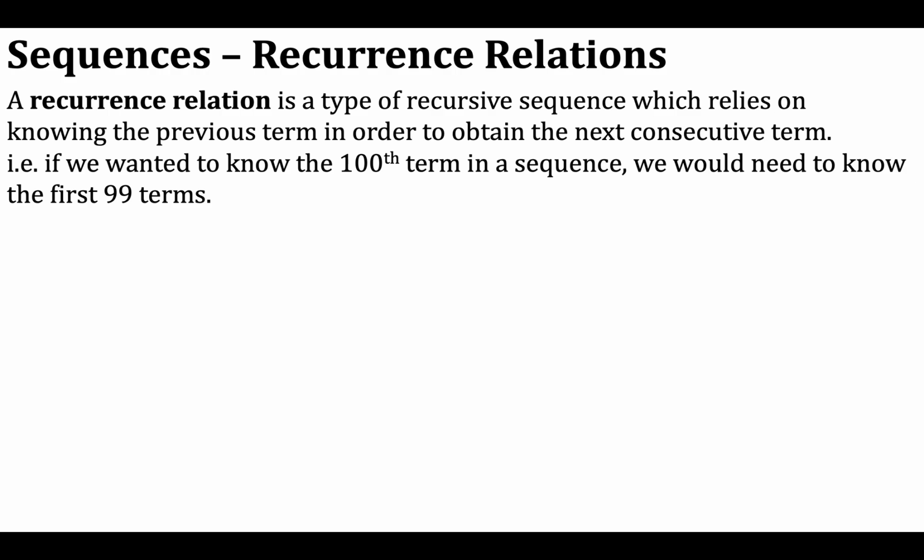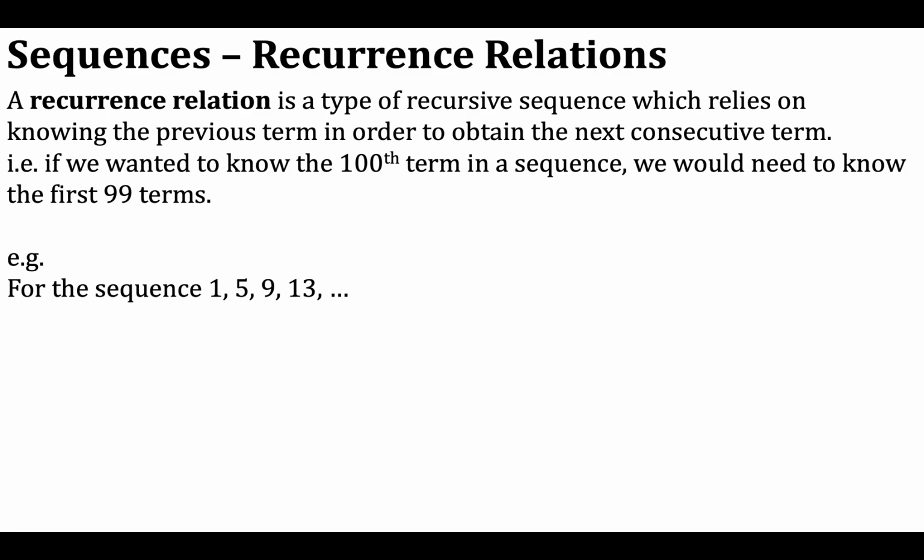I.e., if we wanted to know the 100th term in a sequence, we would need to know the first 99 terms. So if you think back to what I did at the start of the video, for the nth term, we were able to just work out the 100th term in a sequence if we had a formula. But for recurrence relations, that's not the case. We need to know the first 99 terms.